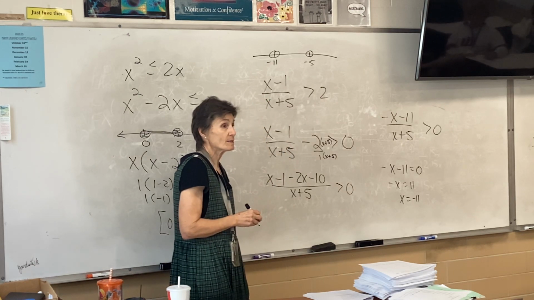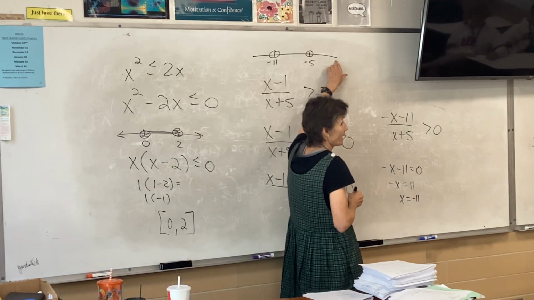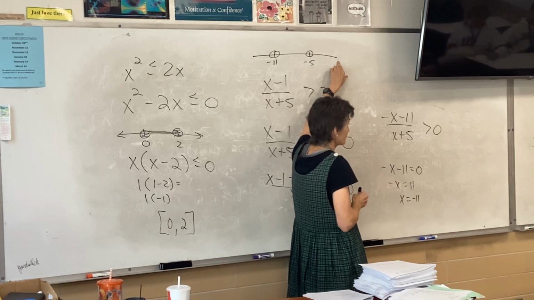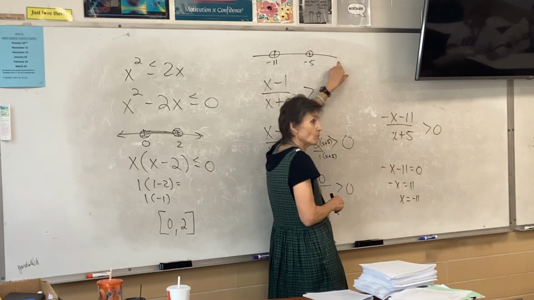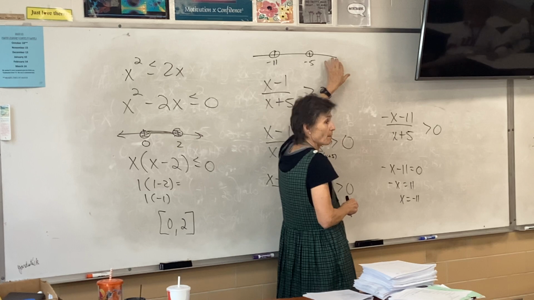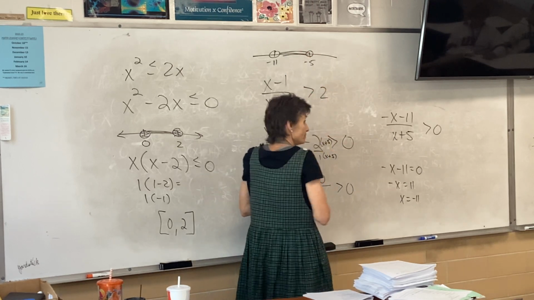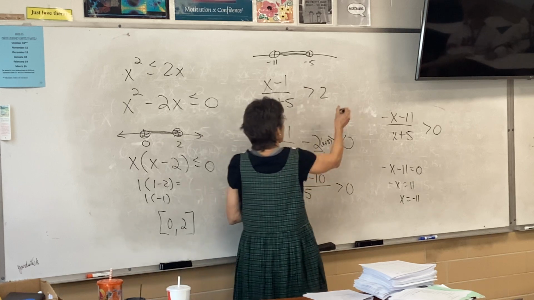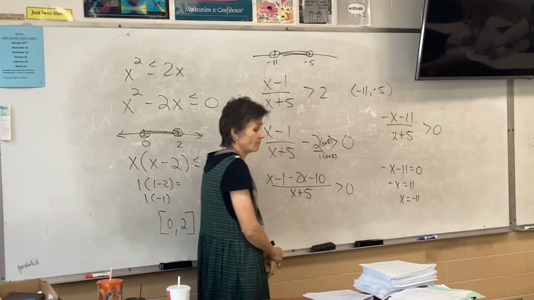Can I use 0 this time? Yep. And 0 on my number line would be out here. So if I put in 0, I get negative 11 over 5, which is not bigger than 0. So I will not be shading here. Instead, I will shade here. And my answer is everything from negative 11 to negative 5.